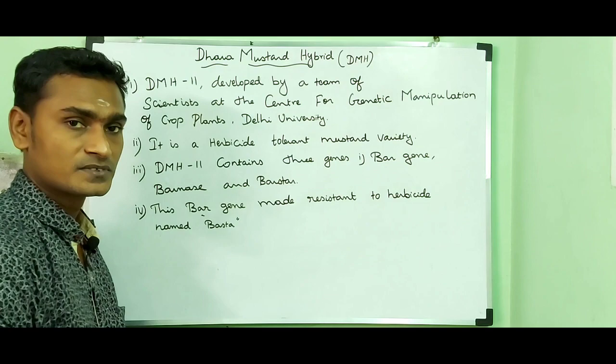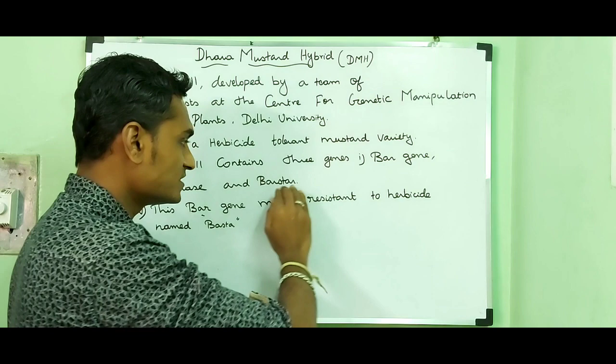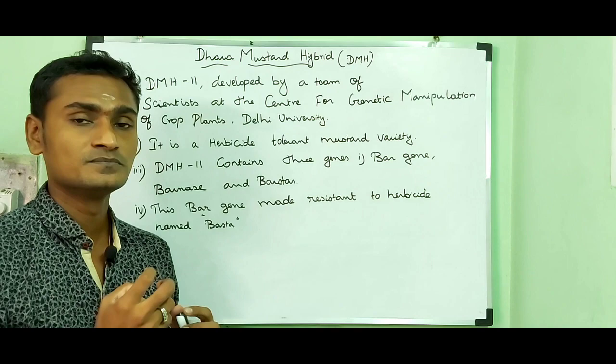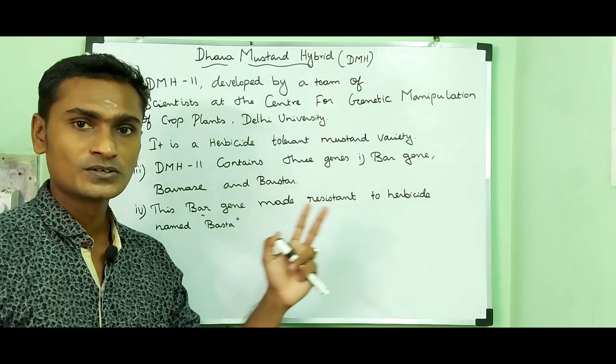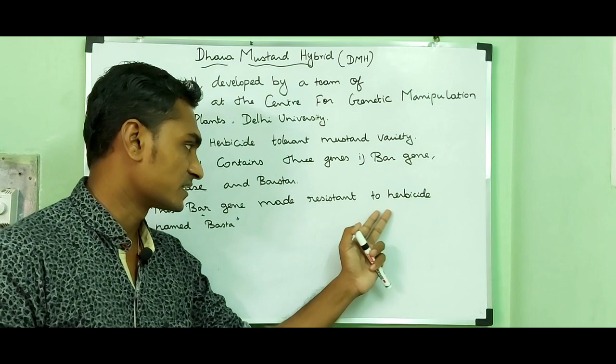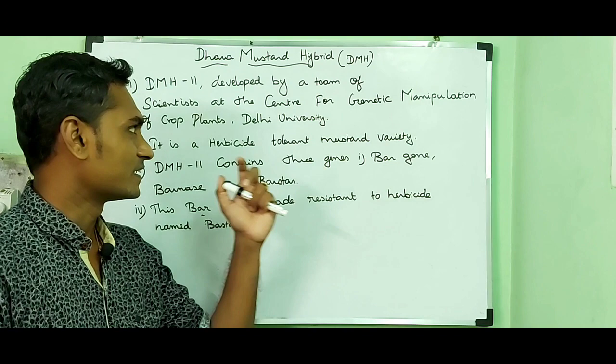These three genes are obtained from a soil bacterium, and we are using the soil bacterium to transfer the three genes into the host plant. With the help of the soil bacterium, we introduce these three genes into the host cell, and they integrate with the plant genome, so the plant can resist the herbicide. So that's all about the herbicide tolerant plant called DMH11.